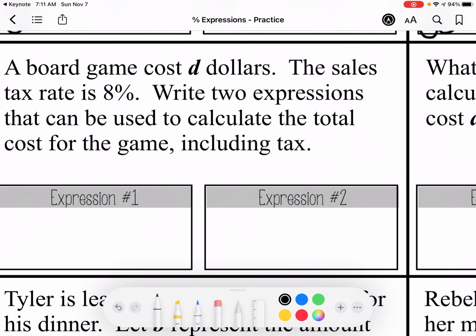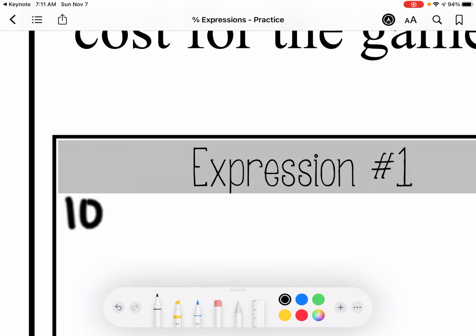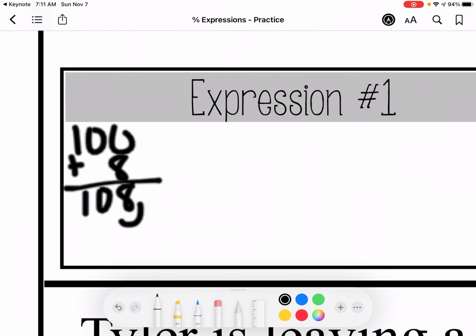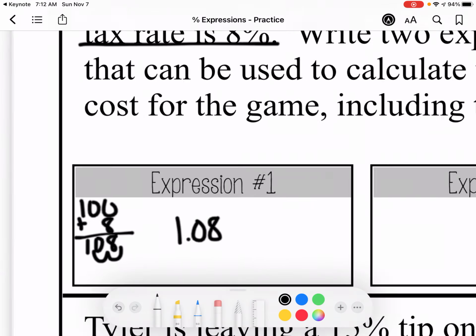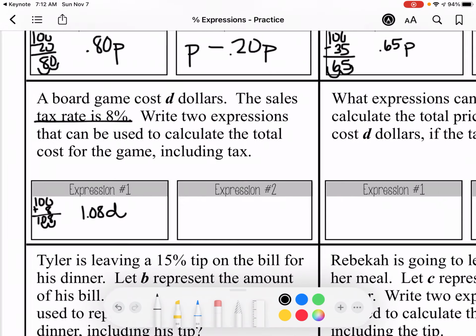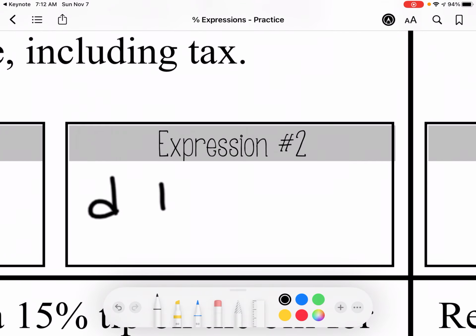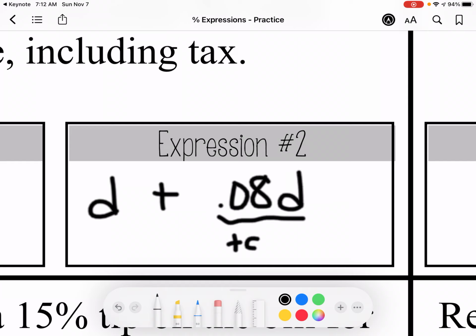A board game costs $8. The sales tax rate is 8%. Write two expressions that can be used to calculate the total cost for the game. So a tax I'm going to add. So if I have 100 and I add 8, I now have 108. I move my decimal 2 places to the left. So 1.08, and it says we're using the letter D. Or I could find D plus 0.08D. So this represents the tax, and it's a percent of, and of tells us to multiply.